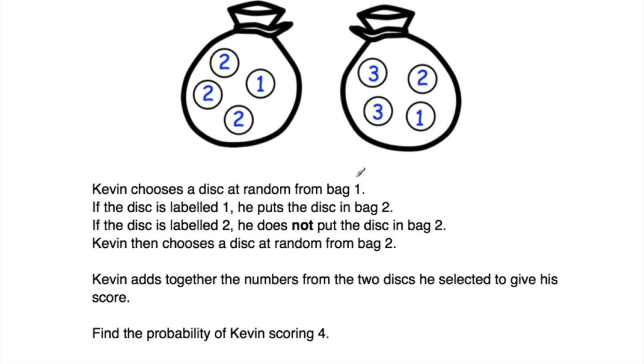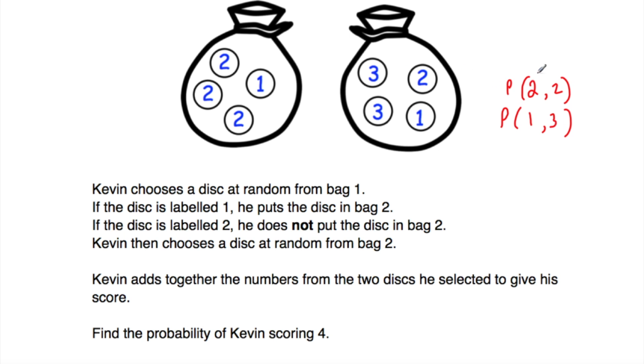Okay, so in terms of Kevin getting a 4, he could choose a 2 and a 2. He could choose a 1 and a 3. And those are all the possible options because he's got to take a disc from bag 1 to begin with, so he can only choose a 2 or a 1. So that means if he picks a 2, he has to get a 2 from bag 2, or if he picks a 1, he has to get a 3 from bag 2. So we need to find the probability of Kevin choosing a 2 and then a 2, or the probability that he chooses a 1 and then a 3.